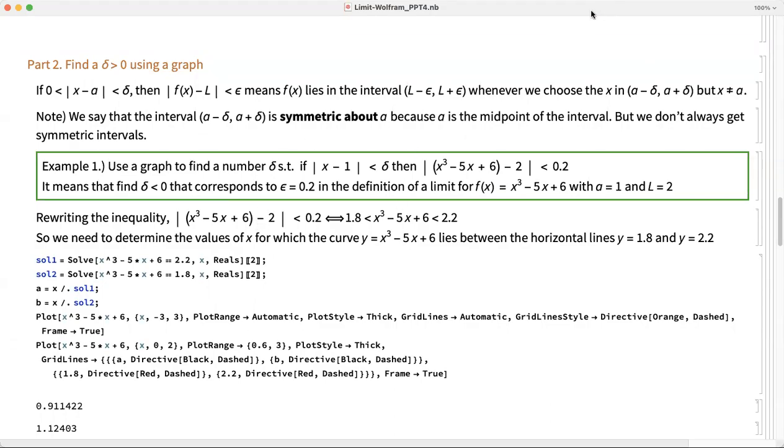Right, so in this video, I'm going to go over part two, find a delta using a graph.